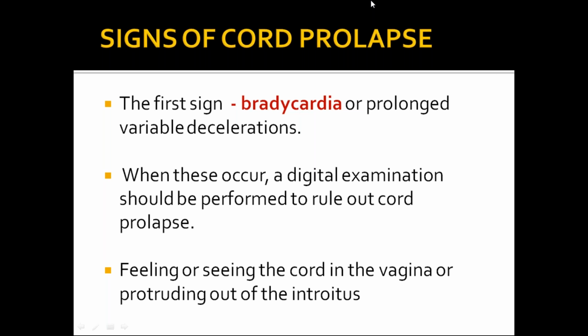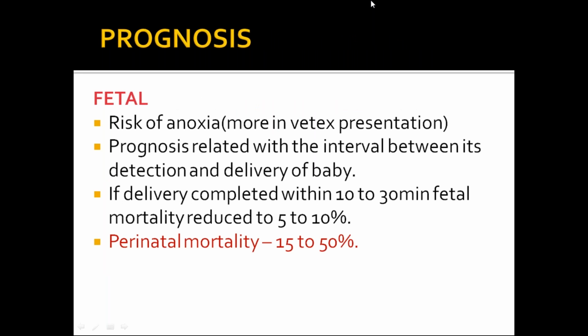So whenever you rupture the membrane, you have to see the color of the liquor. You have to rule out cord prolapse. Number three, dilatation and station of the presenting part. Number five is fetal heart rate. We have to compulsorily check all these five things when you rupture membrane. So feeling and seeing the cord in the vagina, or when you feel the pulsations, you can confirm by doing PV examination.